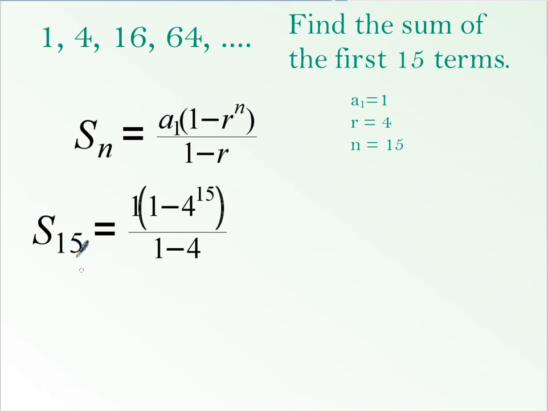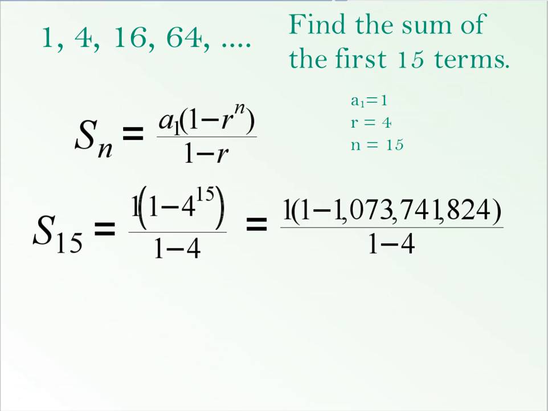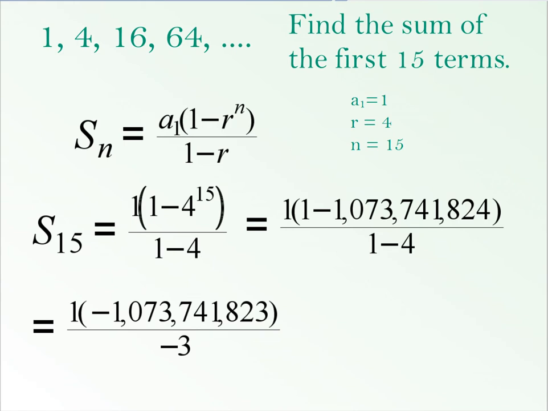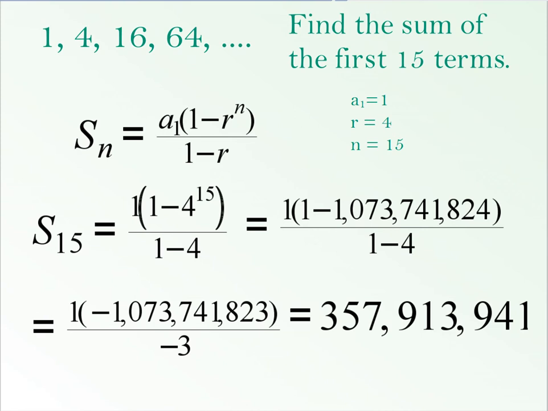When I put those into my formula, first of all I'm going to do 4 to the 15th power. I'm going to take 1 minus this more than 1 billion number. 1 times that number won't change that number, so then I'm going to divide it by negative 3. And I get over 357 million. That would be pretty hard if I had to write down all 15 terms and add them together. But with the formula and manipulating it in just the right way, it's not a bad problem.